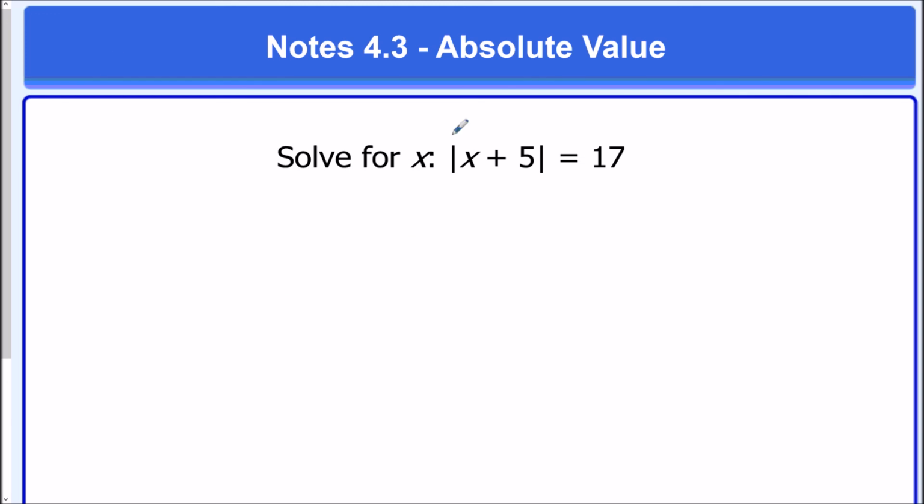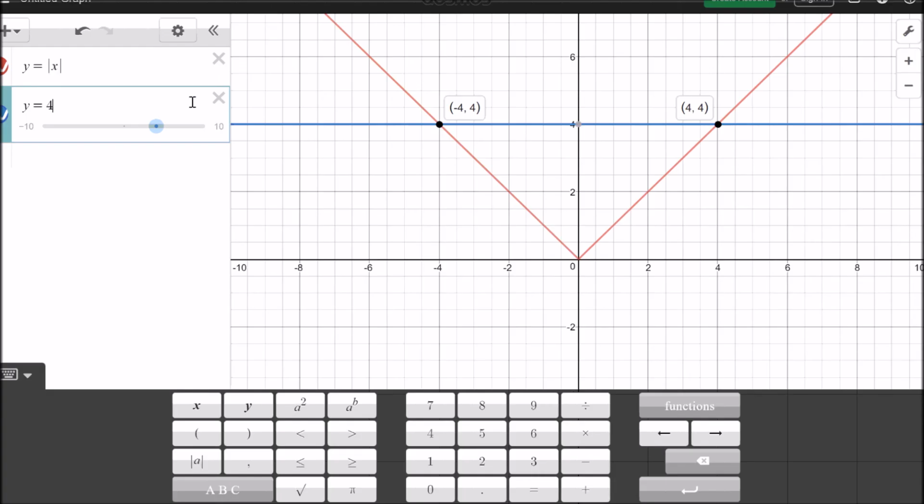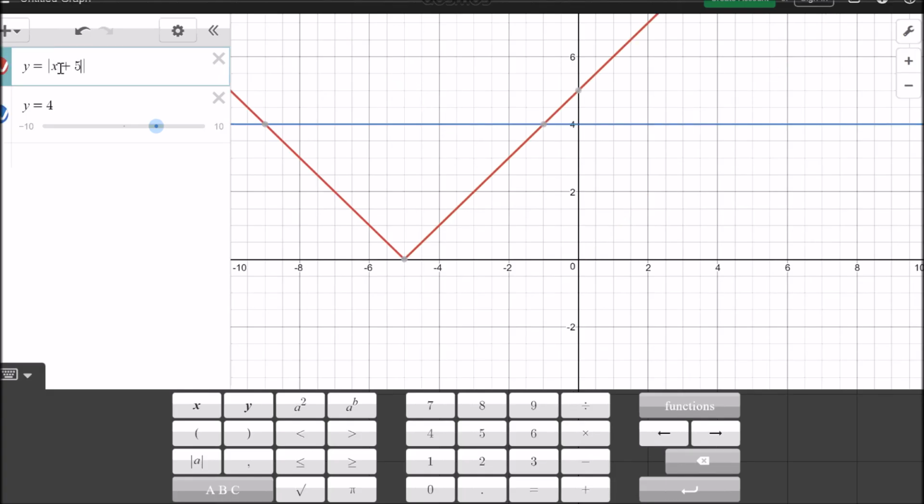But if we have something like this where we have the absolute value of x plus 5 equals 17, a lot of people will say the answer is going to be either 12 or negative 12, which is incorrect. And I want to show you graphically why that's incorrect. So instead of the absolute value of x, we're going to say the absolute value of x plus 5. And instead of 4, we're going to put 17 right here.